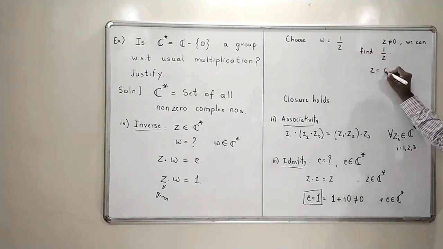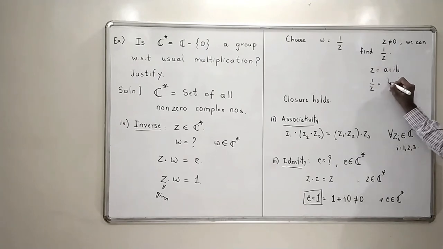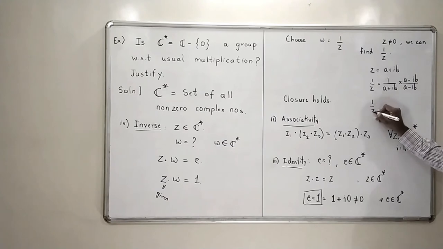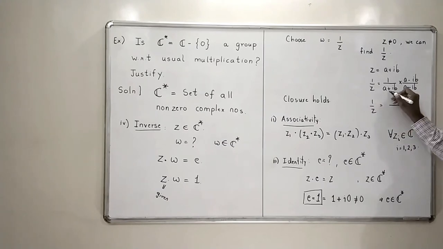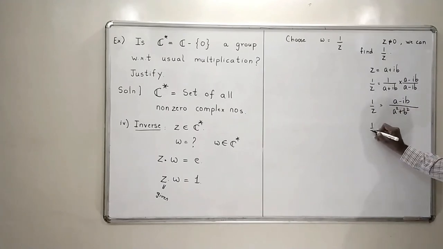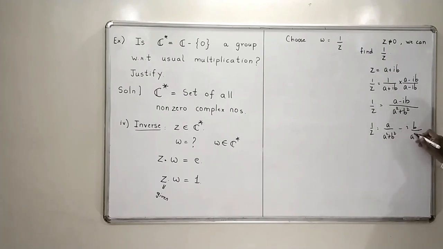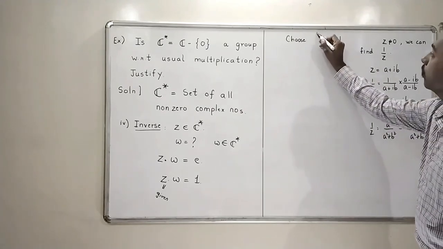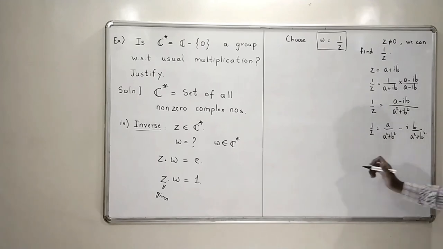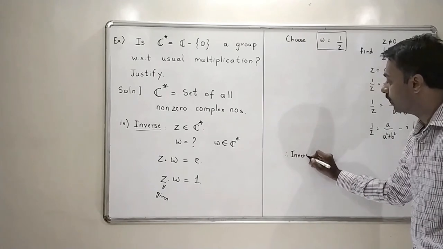Everyone knows that if Z is equal to A plus IB, then 1 upon Z is also a complex number, which is 1 upon A plus IB, which you can rationalize by multiplying by the complex conjugate. And 1 upon Z becomes A minus IB divided by (A plus IB) into (A minus IB), which is A squared plus B squared. So 1 upon Z is also a complex number, given by A upon A squared plus B squared minus I into B upon A squared plus B squared. Now is it clear that if Z is a complex number, then 1 upon Z is also a complex number, and therefore the inverse of Z exists.